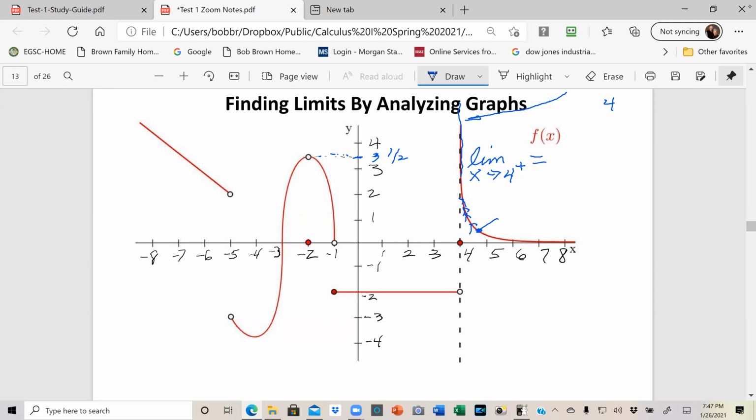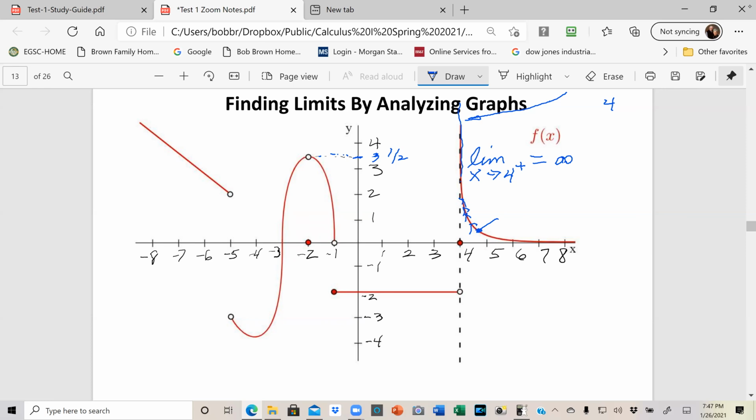Anybody got an idea? Say it again, sir. What does it look like the limit is going towards 4 from the right? To the infinity. Exactly right. So that's an infinite limit. Now, some of the graphs you can actually graph on your calculator and see the vertical asymptote.